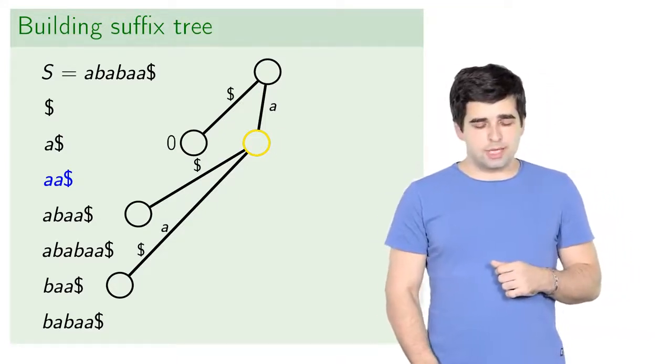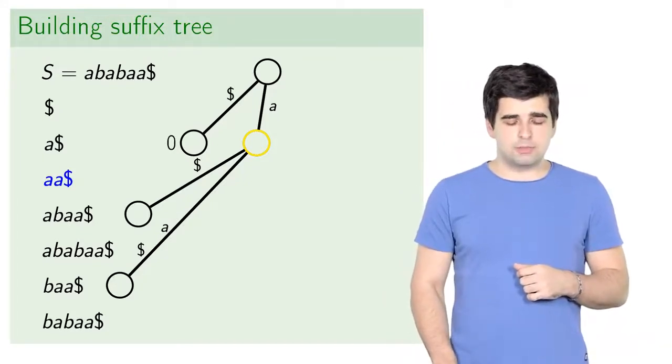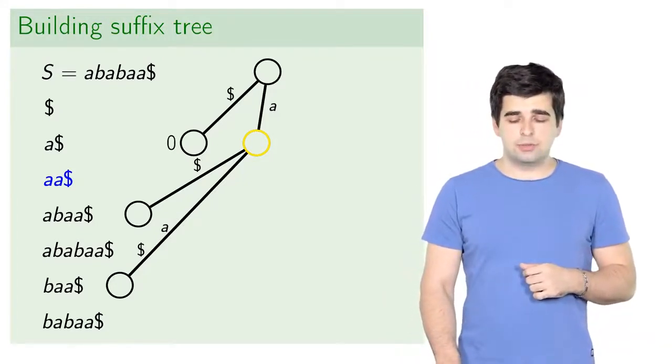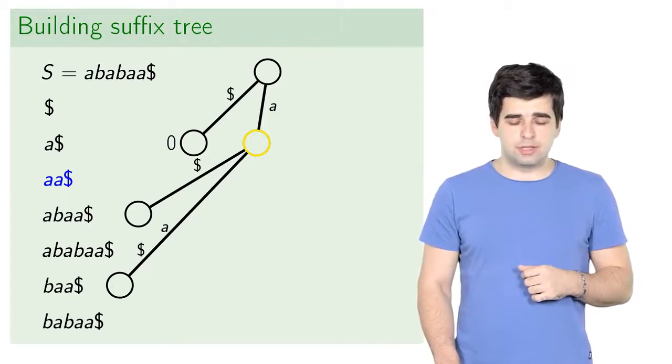Now when we consider the next suffix, the longest common prefix with the previous one is again just a, so we don't need to create any new nodes other than the leaf node.